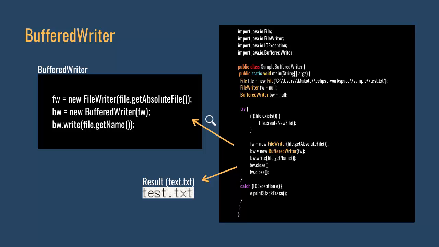In the try-catch statement, we check if the file exists or not. If the file is not found, the file is created newly, and then the process moves to the write method. The getName method of the File class gets the file name, so the name is written in the text file here. After writing, we close the BufferedWriter object. It is also better to close the FileWriter object.